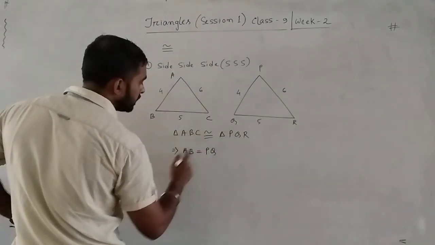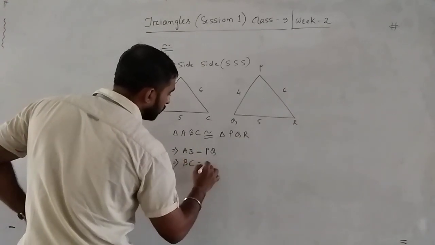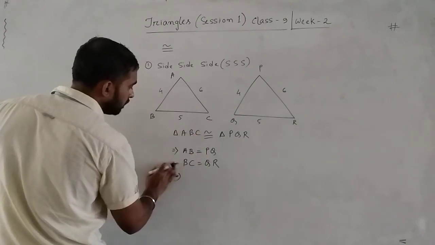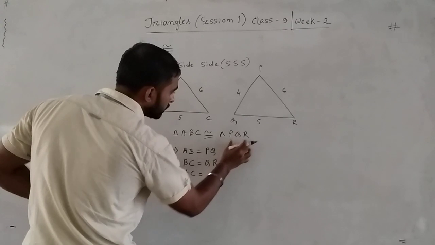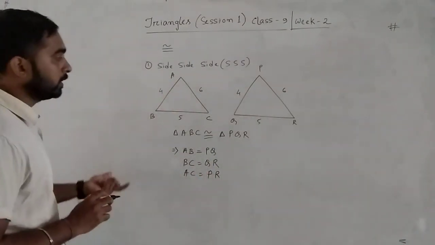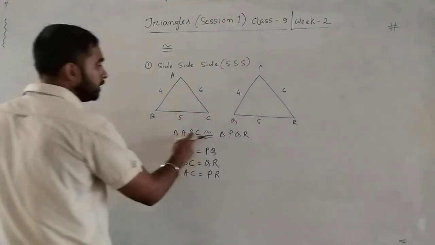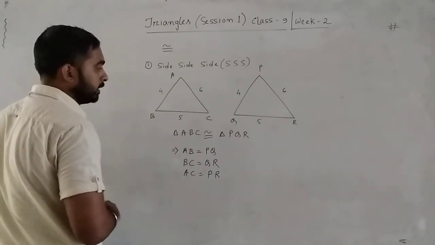AB equal to PQ. Then BC equal to QR. Then AC equal to PR. These are the corresponding sides. Now what about the corresponding angles? In a triangle there are 3 angles. If the triangles are congruent, then their corresponding sides are equal as well as their corresponding angles are equal.